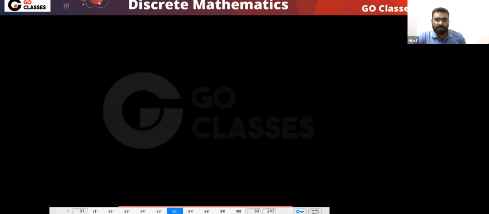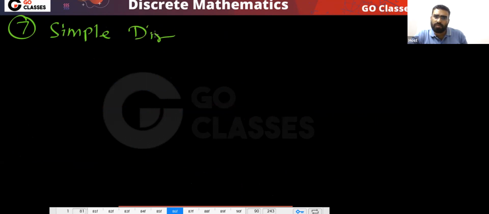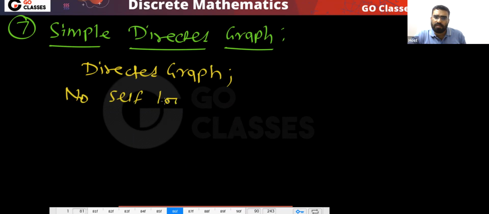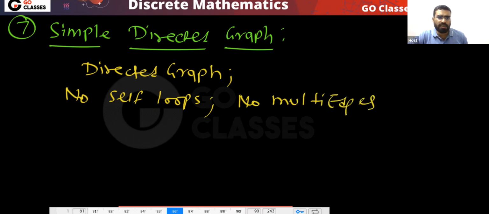Now, similarly, you can have a simple directed graph. What is a simple directed graph? It is a directed graph with no self loops and no multi edges. This type of graph is called a directed simple graph.